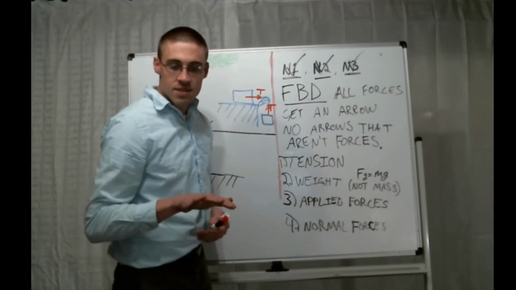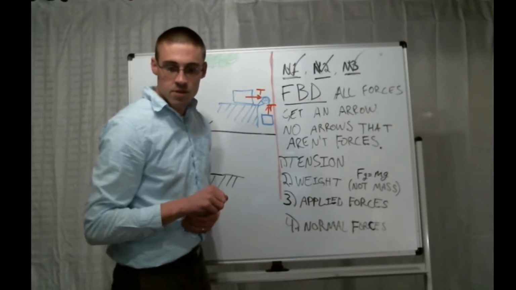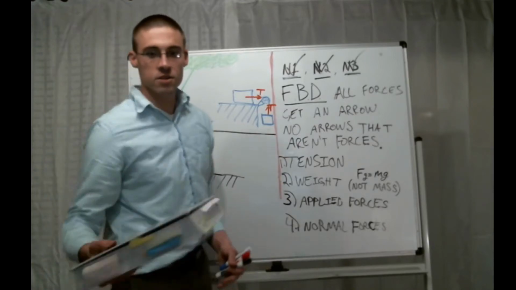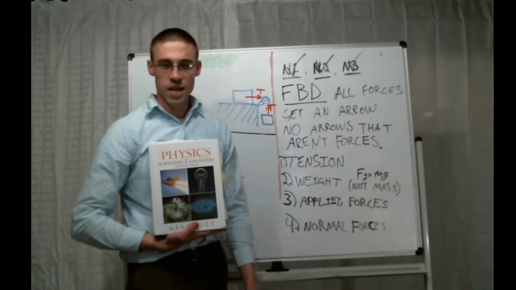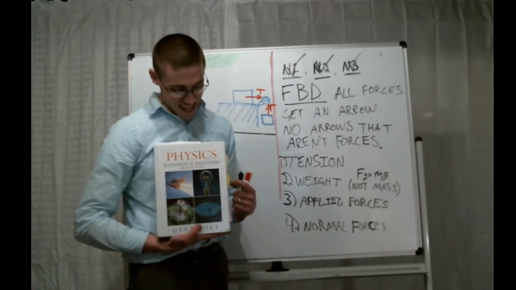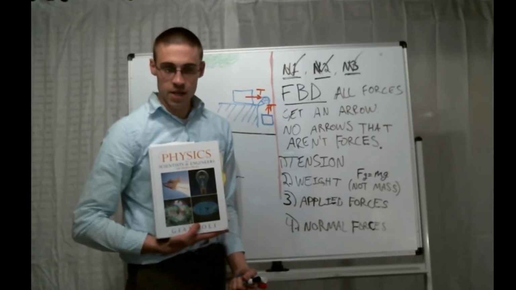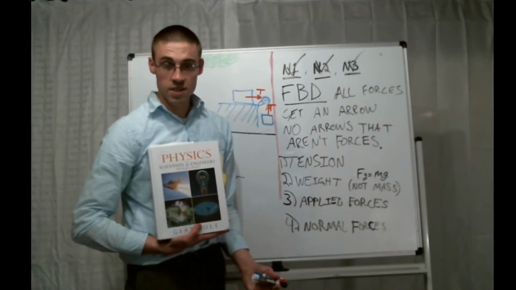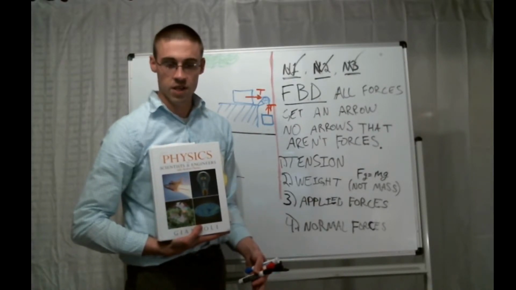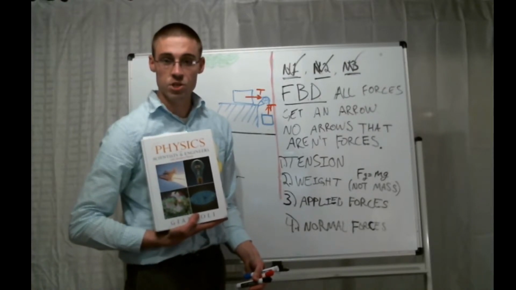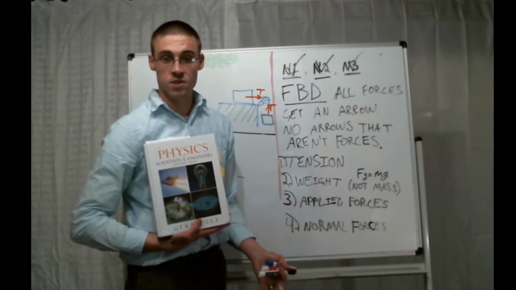Even if something is resting on a table, or if I take this book here and just set it on my hand, the book has a gravitational force pulling down on it that's equal to its mass times little g. Even though it's not accelerating, it still has that force there. It's just that the force of my hand is pushing the thing up, so that the net force is 0.